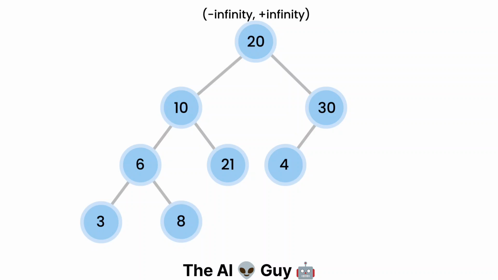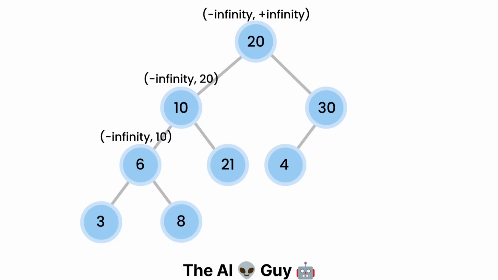Now that we have 20, all the values on the left side should be smaller. So the range for this node should be minus infinity to 20. And by the way, 20 cannot be included here. So the maximum we can have in this node is 19. Now, what about this node? What is the range of values we can have here? Well, here we can have any values from minus infinity to 10. Once again, 10 is not included, so the maximum value we can have here is 9.